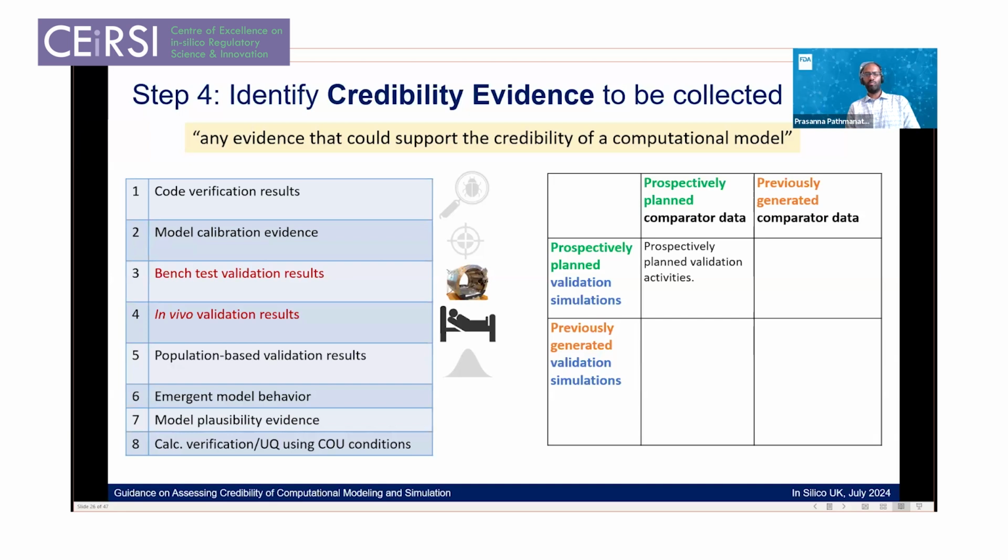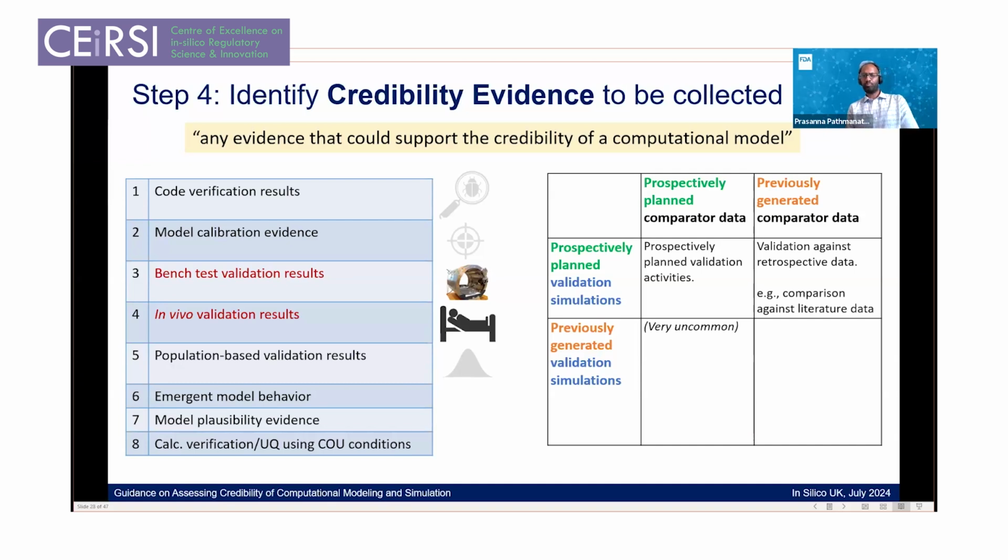So if you have prospectively planned everything, you're going to do some new experiments or collect new clinical data, and you're going to do new validation simulations, then that corresponds to fully prospectively planned validation activities, which is the ideal case, but obviously the most difficult case. And we have some specific, like I mentioned, some specific recommendations. And the second case is prospectively planned validation simulations, but going to be compared against previously generated data. This corresponds to a validation against retrospective data. So, for example, comparison against literature data.